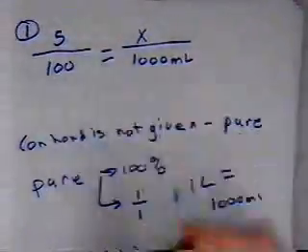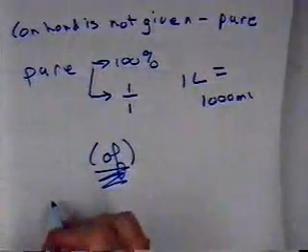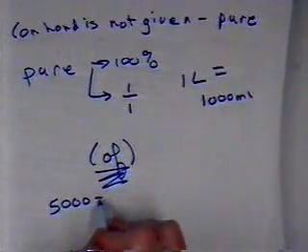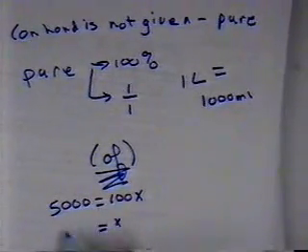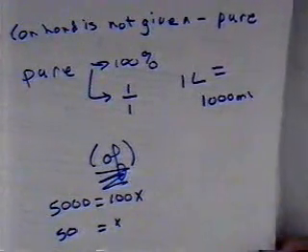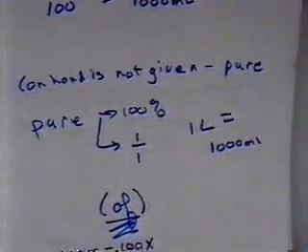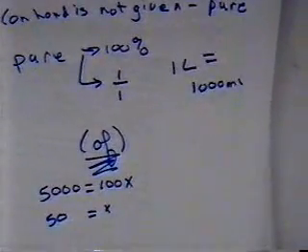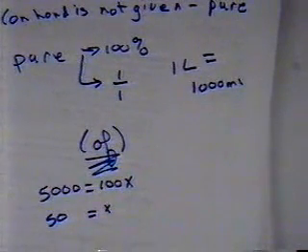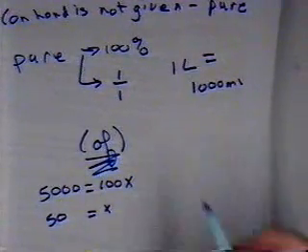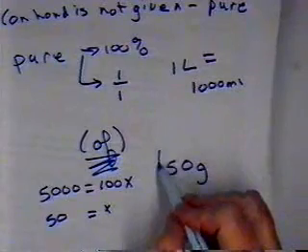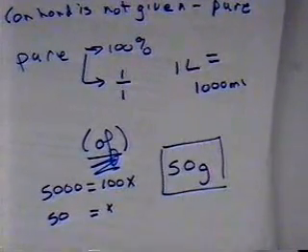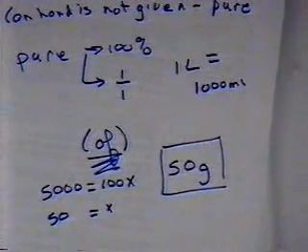Cross multiply, I have 5,000 equals 100X, and I get 50. What am I going to label this? Grams or milliliters? Because if it was pure, boric acid comes in crystals when it's pure.